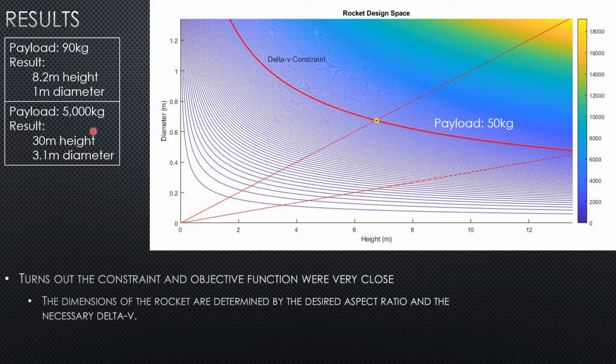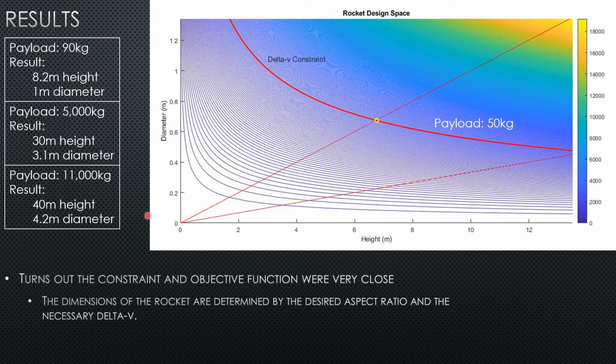5,000 kilograms, maybe a larger satellite, looking for a rocket of 30 meters and 3.1 meters in diameter. How about the Hubble Space Telescope, weighing in at about 11,000 kilograms? You'd need a rocket of about 40 meters tall or 4.5 meters in diameter.